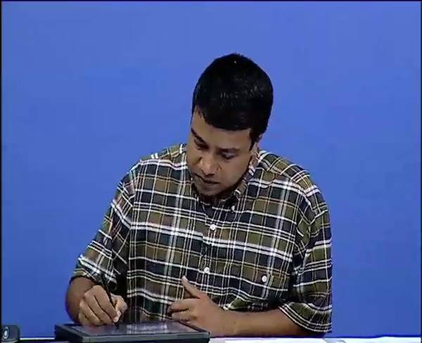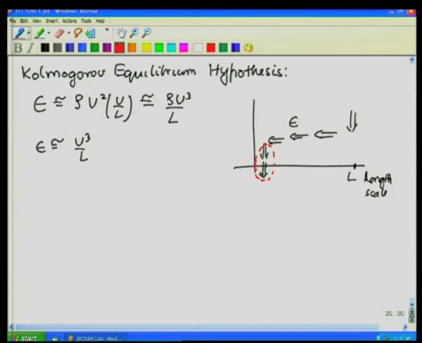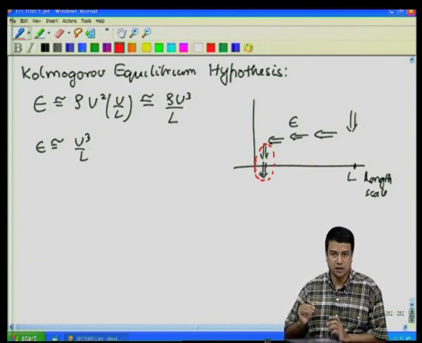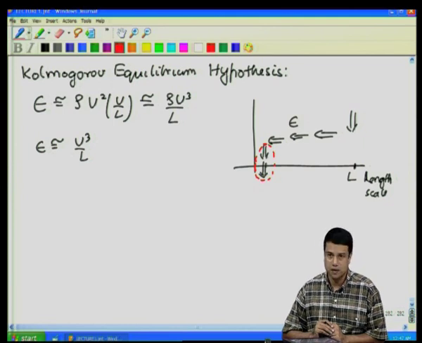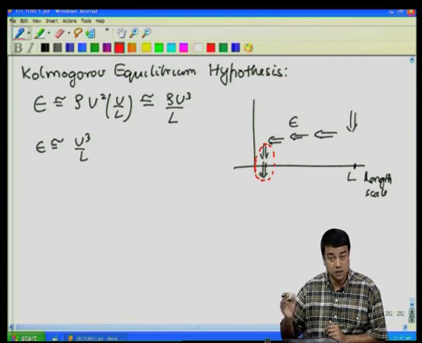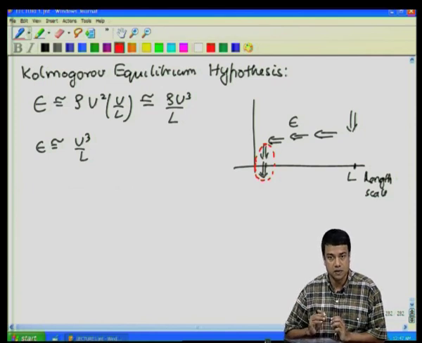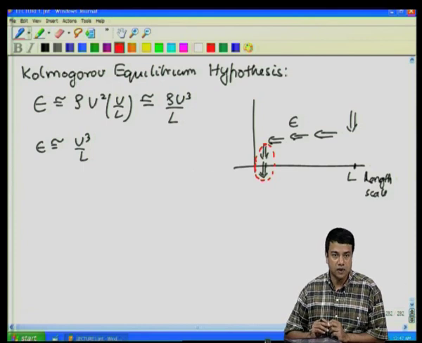Now, for the small scales themselves, the length scale and the time scale of the eddies are expected to be much smaller than the macroscopic scales. Therefore, these length and time scales are not affected by the macroscopic length and time scales capital L and capital U, because they are much smaller.